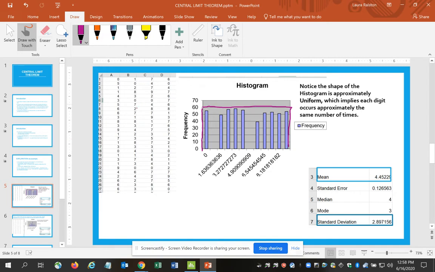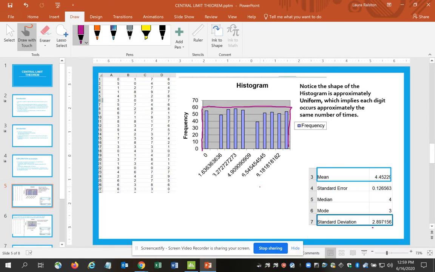If we average together those 524 individual values, we get a mean of 4.45229 and a standard deviation of 2.897156. So here's the neat thing: we start out with a distribution that is not necessarily normal. It's not that bell-shaped curve that we love so much. We actually have a uniform distribution.